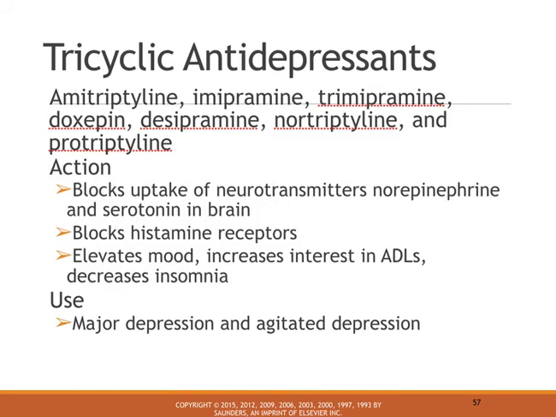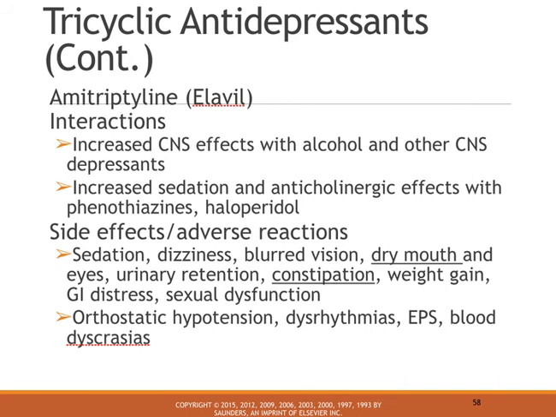So let's talk tricyclics first. A common tricyclic antidepressant is amitriptyline or nortriptyline. Those block the reuptake of the neurotransmitters norepinephrine and serotonin, but it also blocks histamine. And so it works to elevate the mood, increase interest in activities of daily life, and decrease insomnia. The big one I'm going to focus in on is amitriptyline.